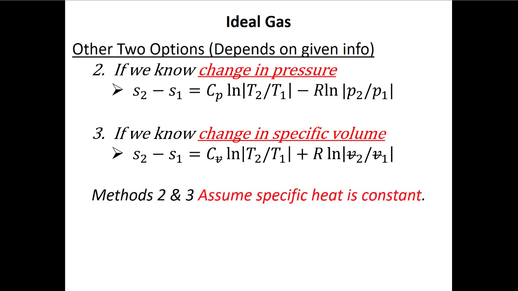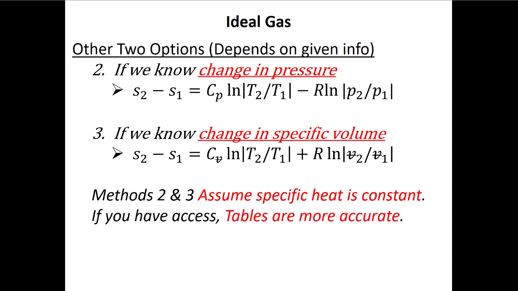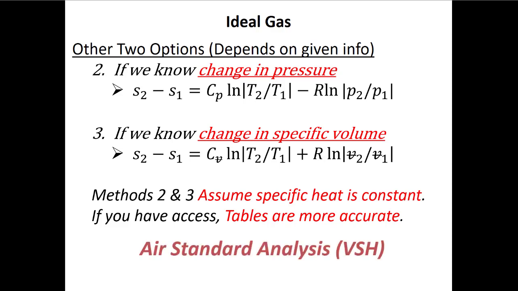It's important to remember that methods 2 and 3 here both assume constant specific heat. And that means that especially as our temperature differences get bigger, the accuracy of these two models or these two predictions gets worse. So if you have access to the tables, they are more accurate. This would sometimes be called an air standard analysis when we're not assuming constant specific heat.